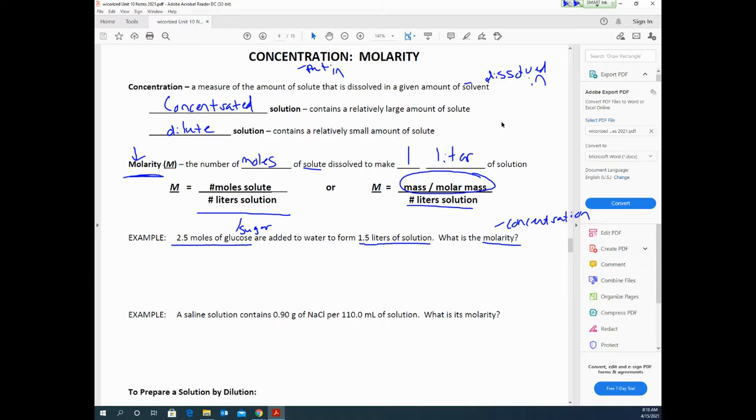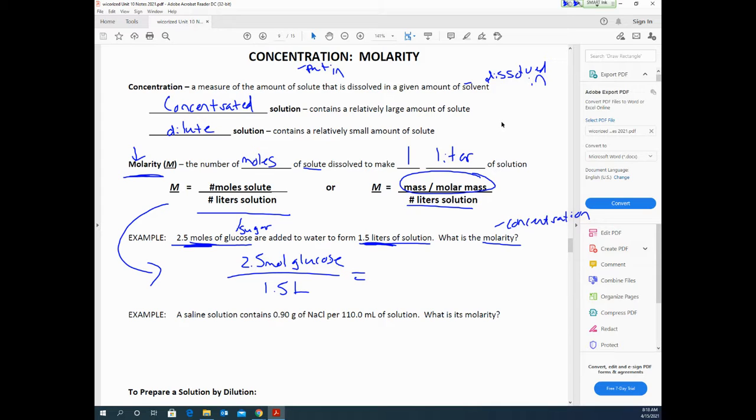It's trying to figure out how much of that solute has been mixed in. So for this formula, it's going to be this one, right? That first formula, I have been given moles. So if you're given moles and you're given liters, you literally just use that first formula and divide them by each other. It says the moles go on top, so I put 2.5 mole of glucose on top of 1.5 liters, this big L, divide them by each other, and that will be the molarity.